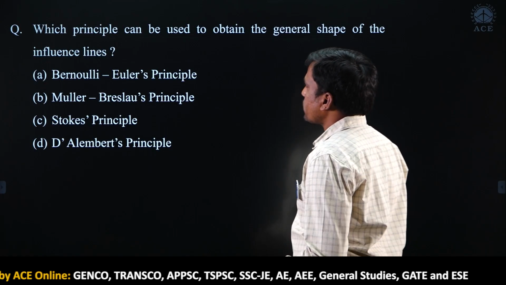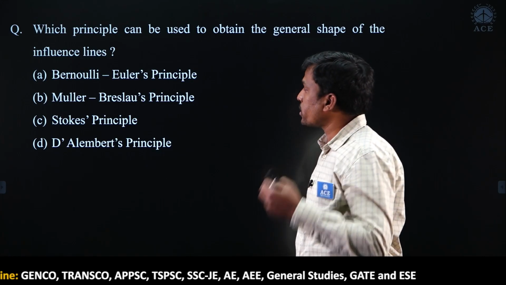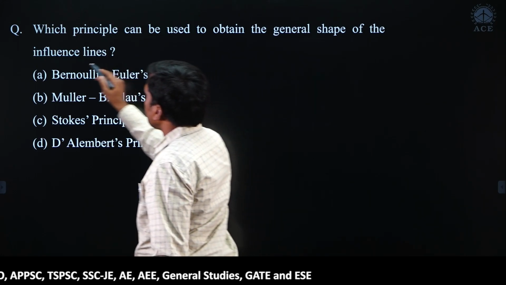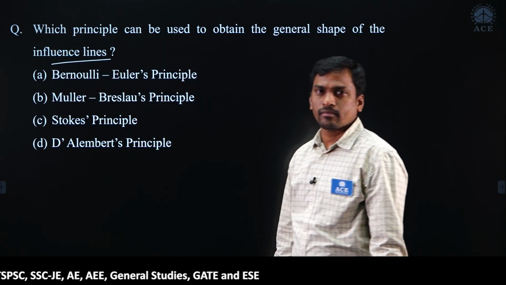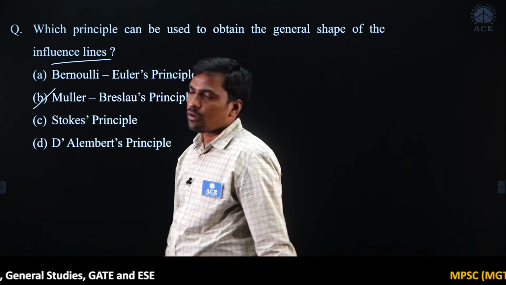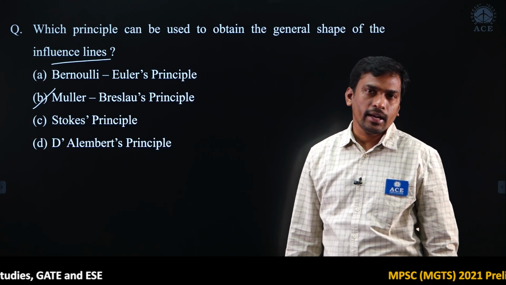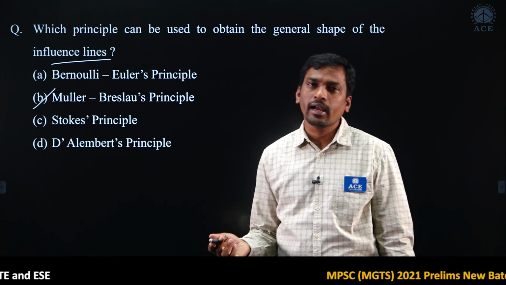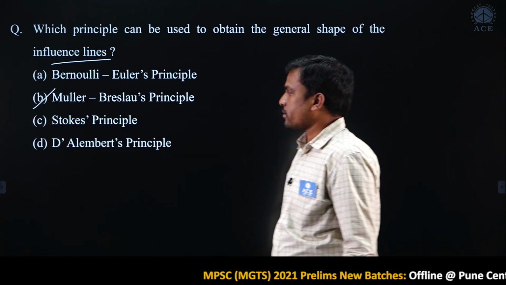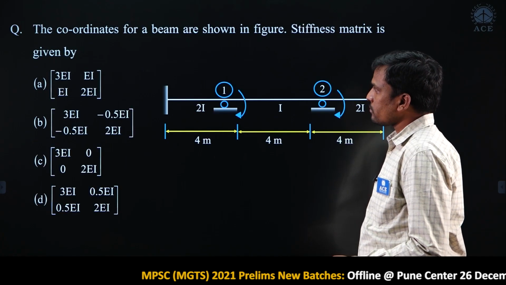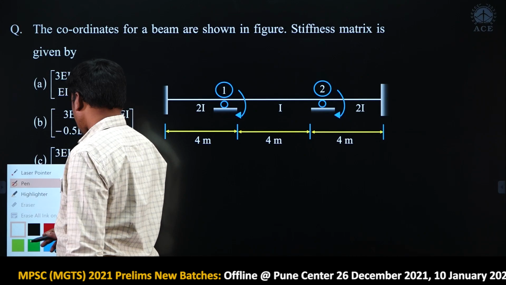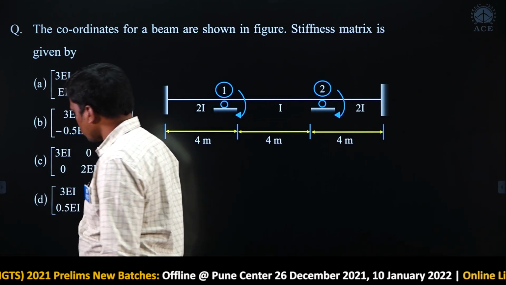Right. Next question. This is also a direct question. Which principle can be used to obtain the general shape of an influence line? Using the Muller-Breslau principle, we will draw the qualitative ILD for both statically determinate and indeterminate structures, right. Then option B is correct. This is directly from class notes.